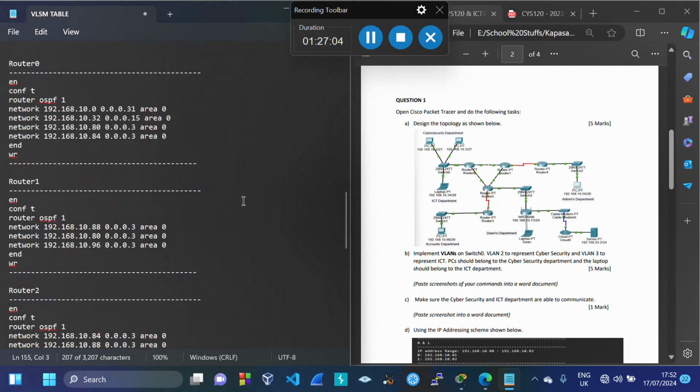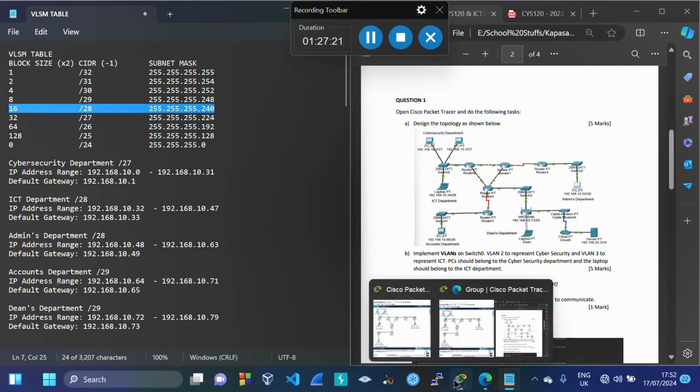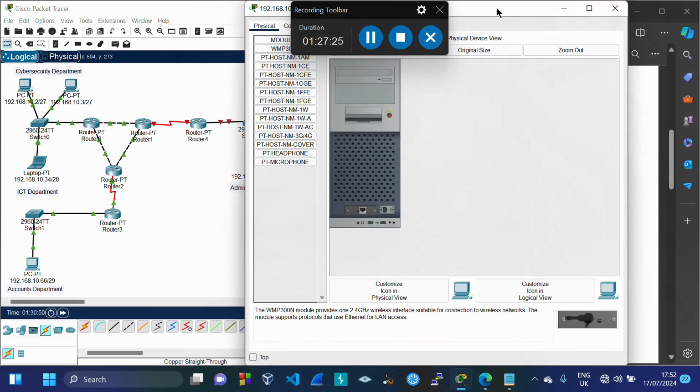We are talking about the admin department. As you can see, they are using a default gateway of .49. Since it says /28, their mask is 240. That information is needed for us to configure this PC. So I'll click on that.